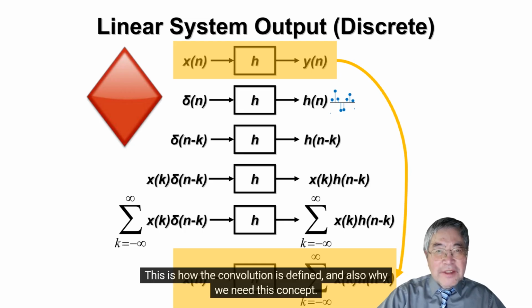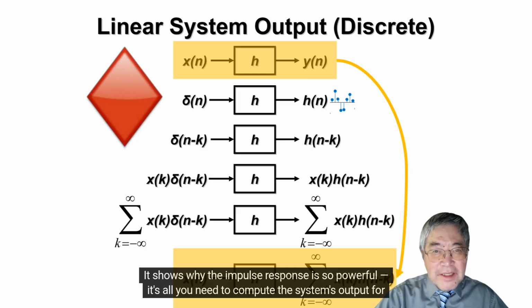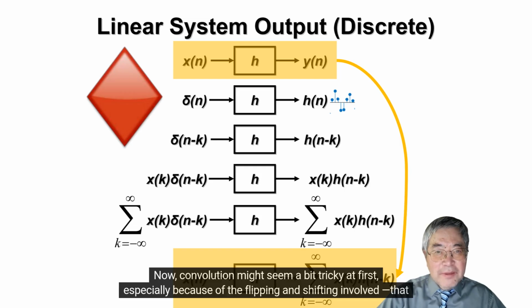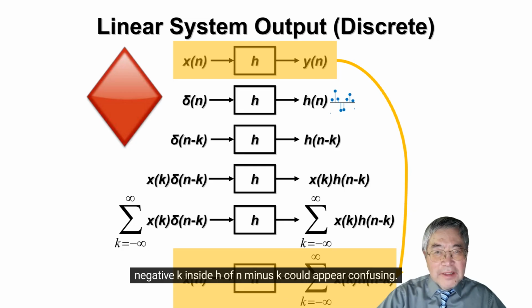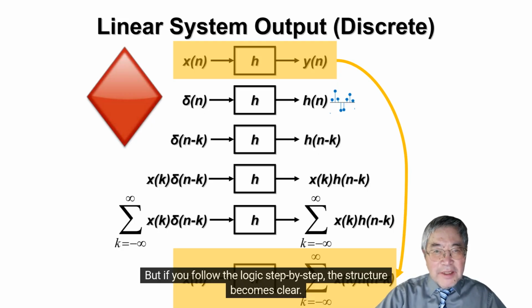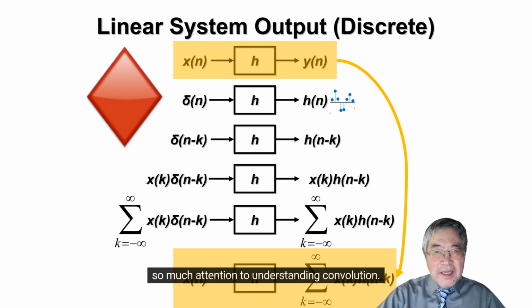This is how the convolution is defined, and also why we need this concept. It shows why the impulse response is so powerful. It's all you need to compute the system's output for any input. Now, convolution might seem a bit tricky at first, especially because of the flipping and shifting involved. That negative k inside h of n minus k could appear confusing. But if you follow the logic step by step, the structure becomes clear. This convolution concept is fundamental in linear systems and engineering, and that's why we dedicate so much attention to understanding convolution.